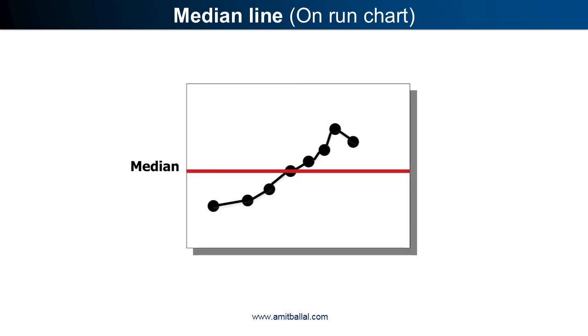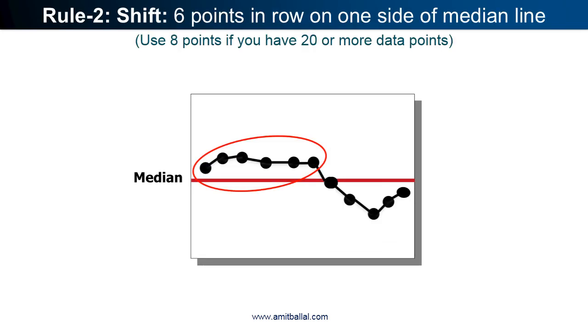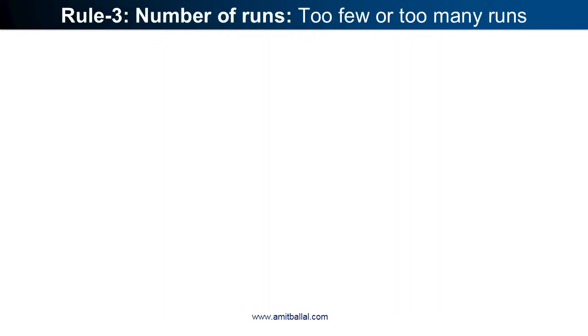Once the median of data set is found, median line needs to be drawn on the line graph for applying further rules. Rule 2. 6 points in row on one side of the median line. Use 8 points if you have 20 or more data points. Rule 3. Number of runs, too few or too many runs.